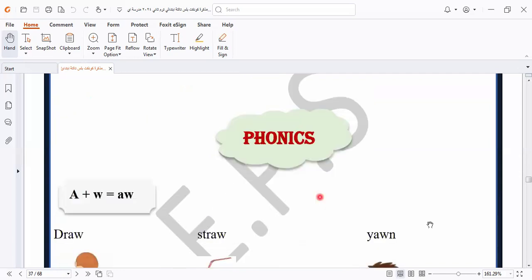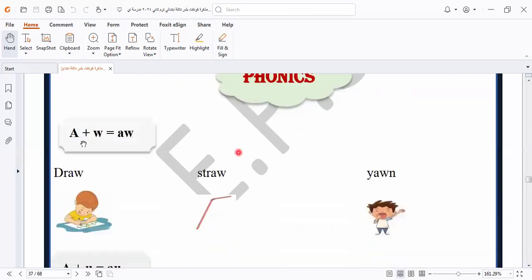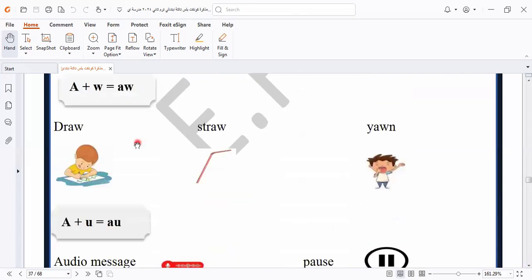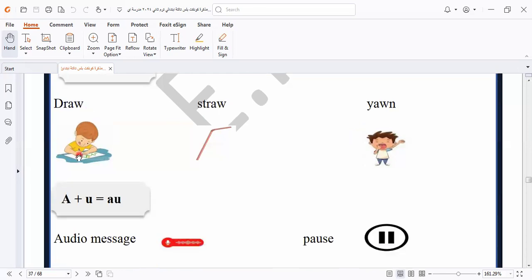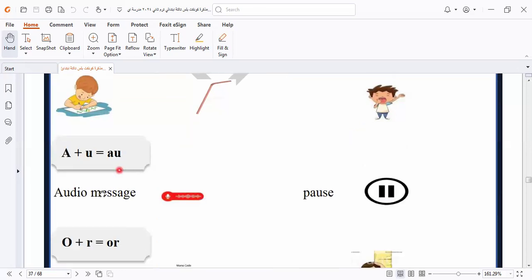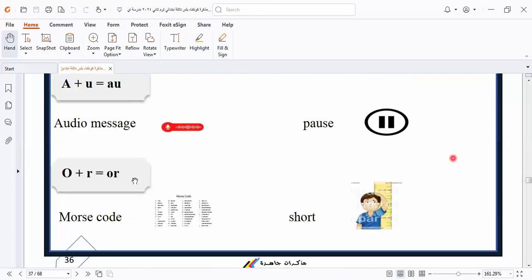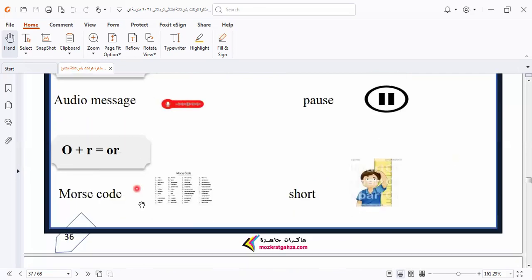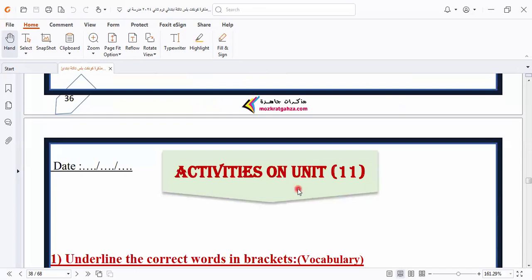Let's go to the phonics again. A plus W, how would it be pronounced? Draw, straw, win. A plus U makes AU, like audio message and booth. We have O plus R, like Morse code and short. Let's go to another activity.